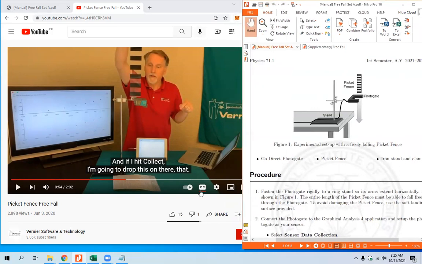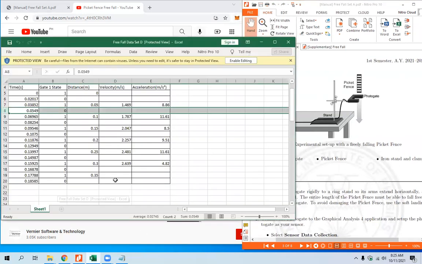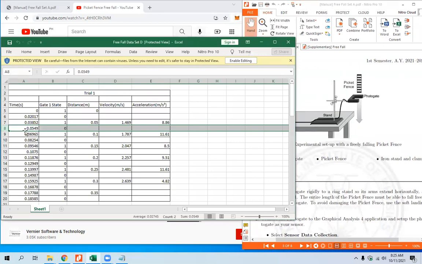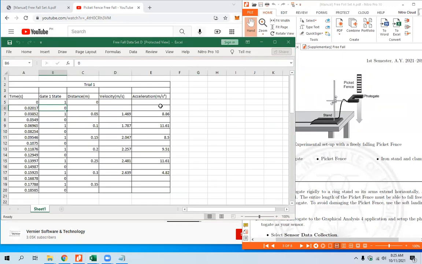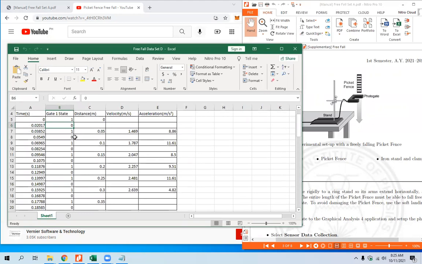So, magkakaroon ka, kung pupunta naman tayo sa data set, we will thus have a record of your time, distance, velocity, and acceleration. So yung gate 1 state dito, pag bubuksan ninyo yung mga data sets ninyo from Movle, mapapansin ninyo na may ones and zeros ito. If your gate 1 state is 1, this means that you will be recording data. May data recorded for distance, velocity, and acceleration. While if your gate 1 state is 0, wala.